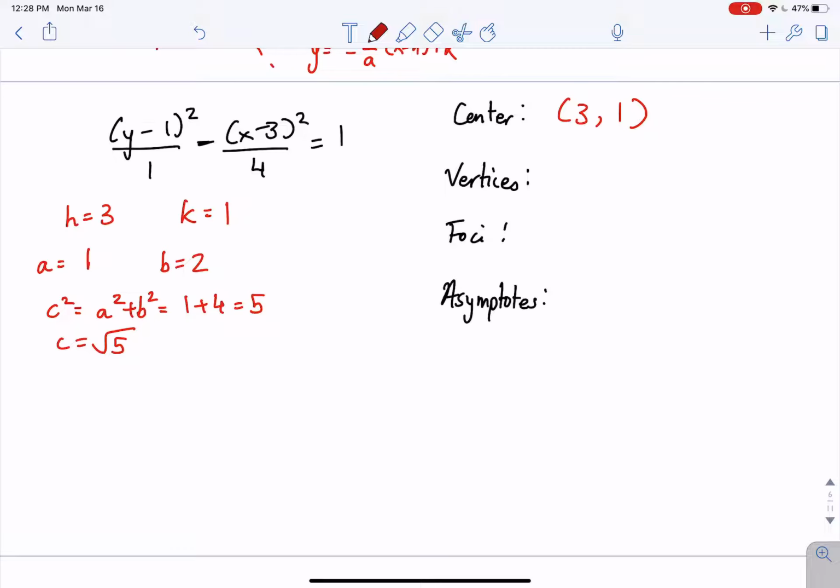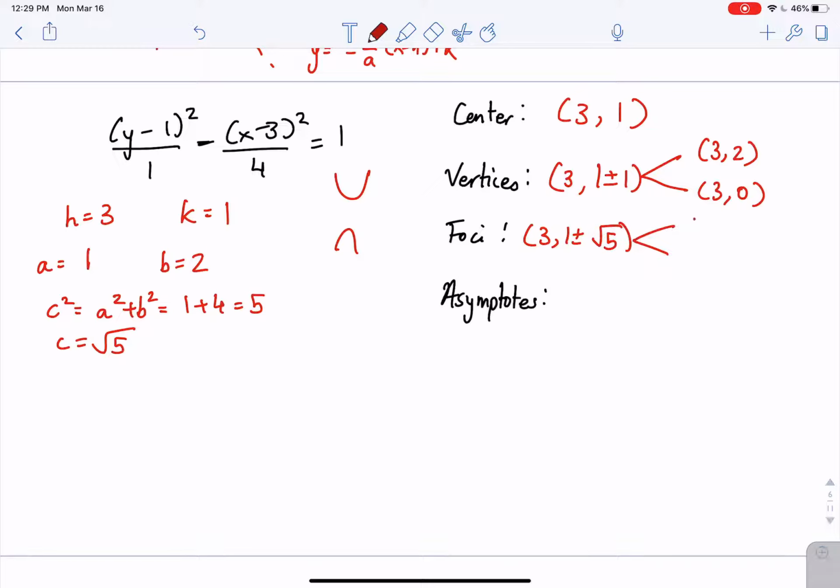When I'm writing my vertices and foci, I need to know which direction this is opening in. Here the y term is positive, so it opens up vertically, which means the x stays the same, but the y is going to change. So the vertices is going to be 3, the same, but I add the a value onto the y term. So I get 3, 2, and 3, 0. For the foci, I add it on again, but now I'm adding the c value. So I get 3, 1 plus root 5, and 3, 1 minus root 5.